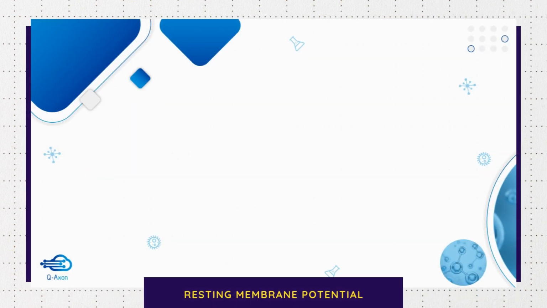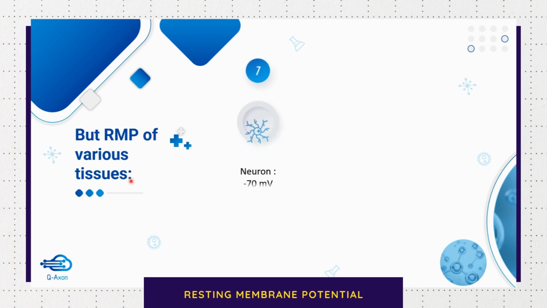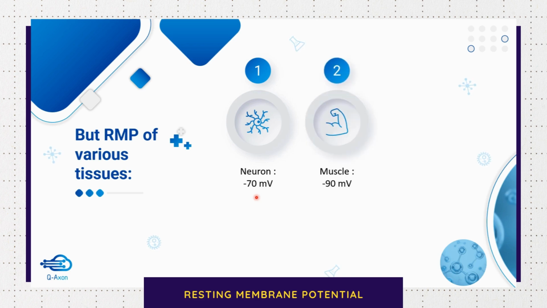Now you see, in the beginning we said that RMP of various tissues is different. For neurons, we said it is minus 70 millivolt, and this is only a general consideration. Different neurons have different resting membrane potential. Then for a skeletal muscle, we said it is minus 90 millivolt, and for the cardiac muscle, it varies from minus 55 to minus 90 millivolt.